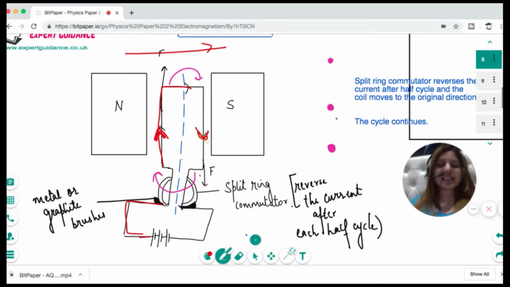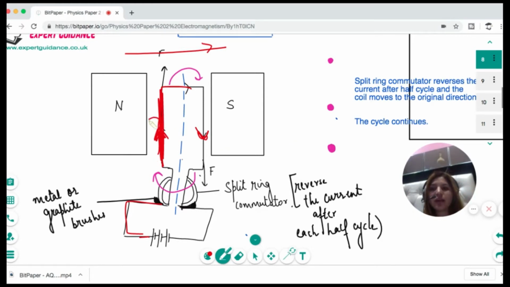Now let us see Fleming's left-hand rule, and let us concentrate on this part. If you see this part, my magnetic field line is left to right. The current is moving upwards, so my center finger will go upwards. What I will see is that the force is going downwards. As the force is going downwards, this part of the coil will move down.